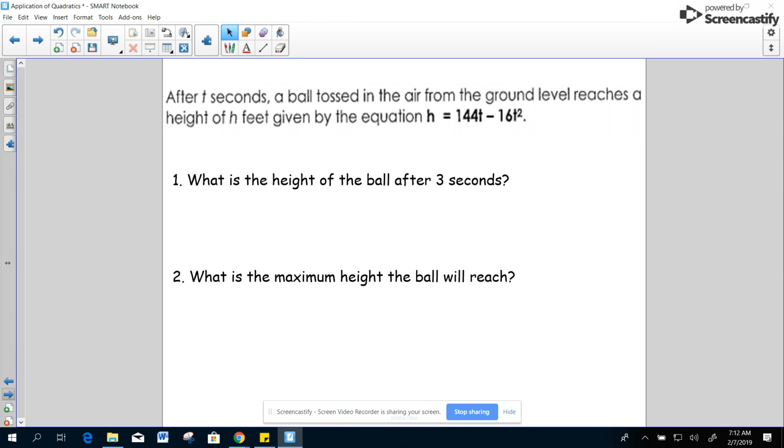Now let's get started. We have a ball that's tossed into the air from the ground level that reaches a height of h feet, given by the equation h equals 144t minus 16t squared. The height of the ball after 3 seconds. Remember to pause the video at any time to allow the students to do the work, and then you can continue with the answers given.